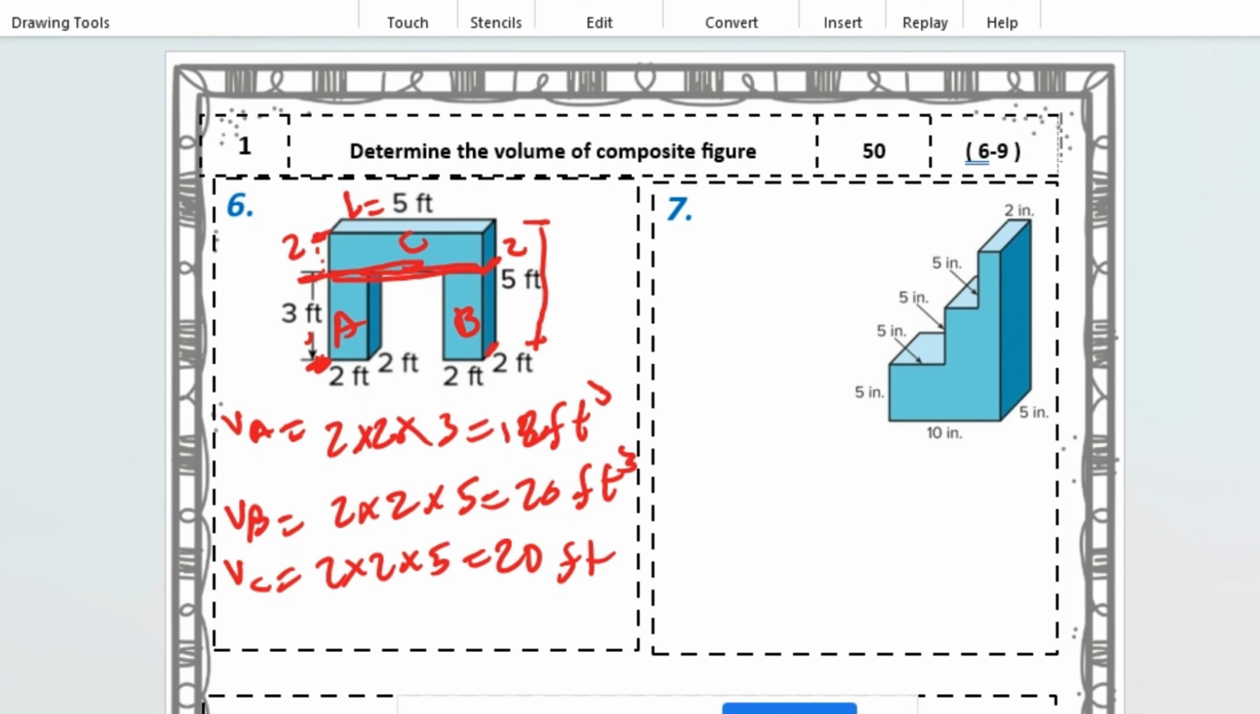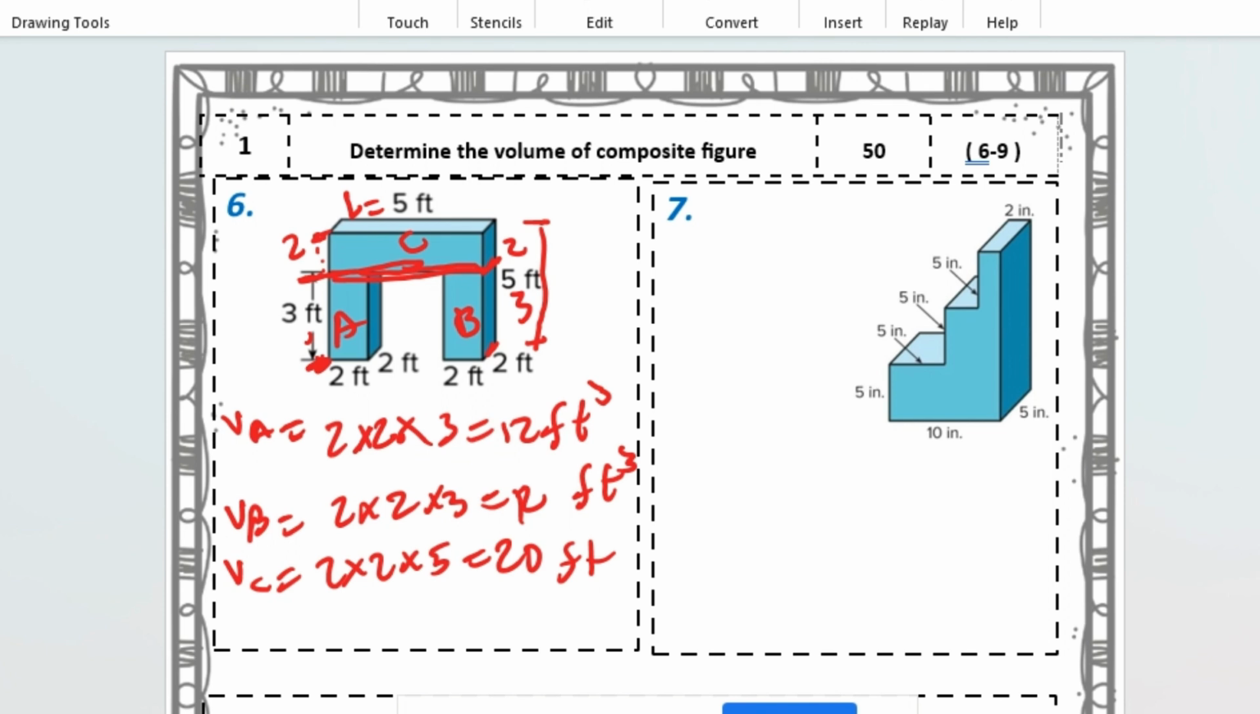Okay, here we made a mistake. This one is not 20. This one is not 5. We want this length only, which is 3 here. So oops, we made a mistake. So this will be what? 2 times 2 times 3, which is again the same, 12 feet cube. Okay, now this is 3, yes, of course.